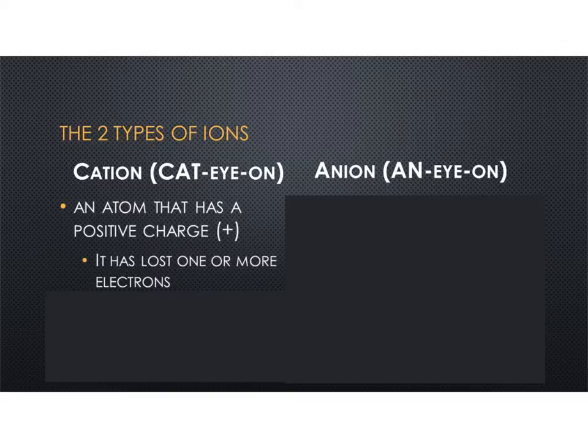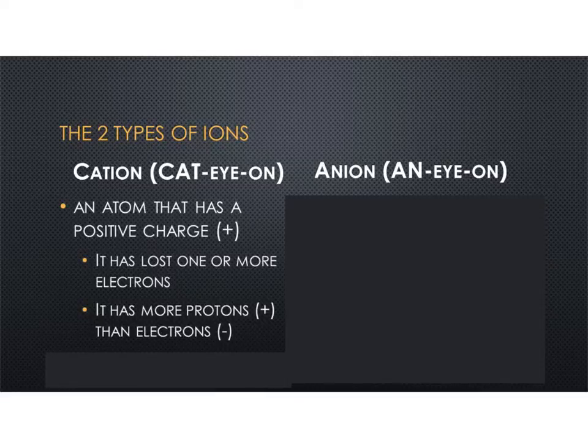So if you are positive, that means you've lost one or more electrons. So just remember, it's kind of backwards. A lot of people get confused there. So gain or lose an electron: if you lose an electron, you become positive. Another way to look at that is to say that a cation has more protons, more positive, than it has electrons, negative. So it has an overall positive charge, a cation.